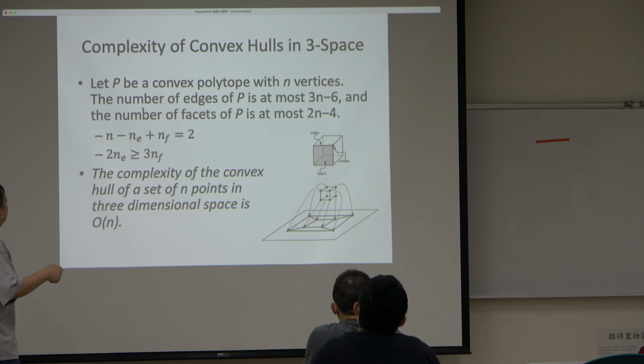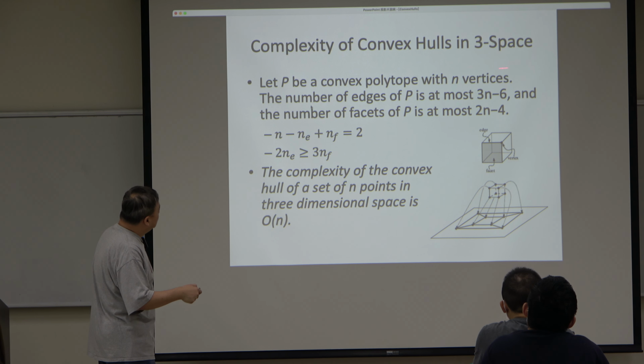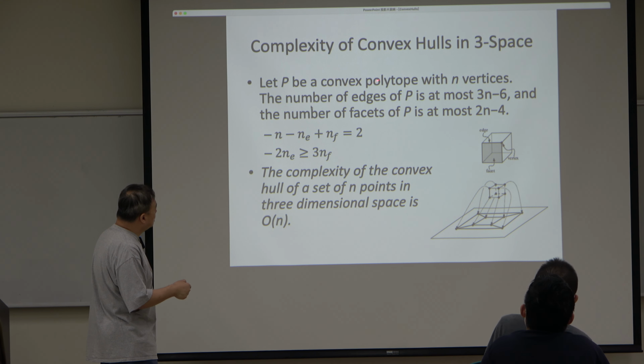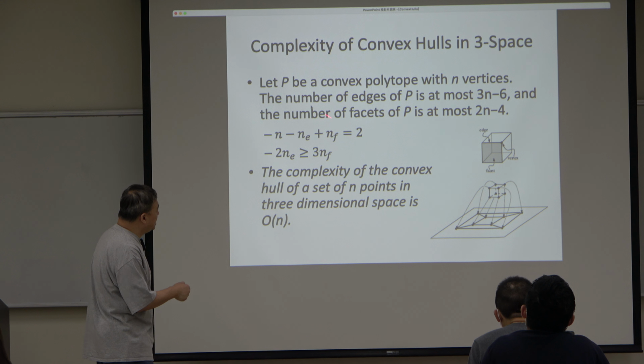In three-dimensional space, let's first consider the complexity of the convex hull. If P is a convex polytope with n vertices, the number of edges of P is at most 3n minus 6, and the number of facets of P is at most 2n minus 4. How do we get that?